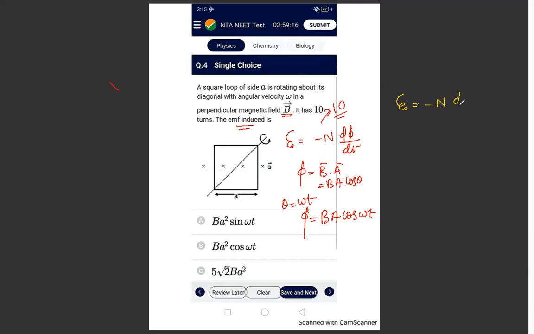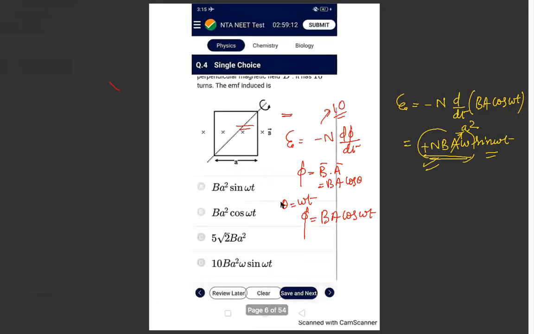The induced EMF is equal to minus N d by dt of phi, which is BA cos omega t, which is going to give you an answer of plus NBA omega, because cos is going to become sine. I'll tell you why this A is not there and instead it is A square: the area is coming as A square. So we can write NBA square omega sine omega t. If you want to find the maximum EMF induced, this is going to be your answer because sine will be maximized by 1, right? So the final answer is in option D.